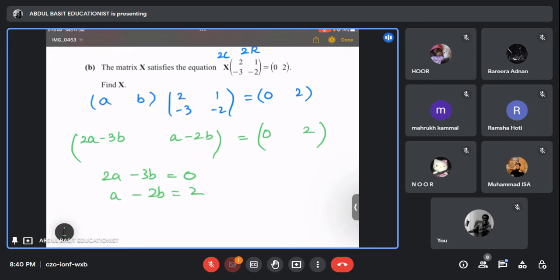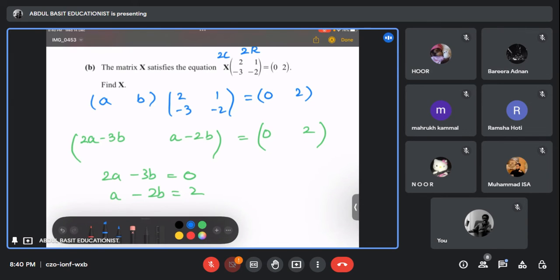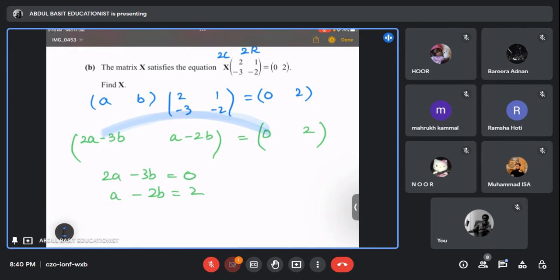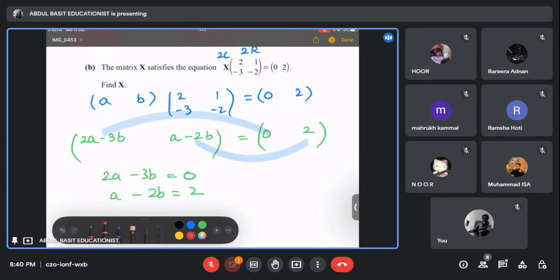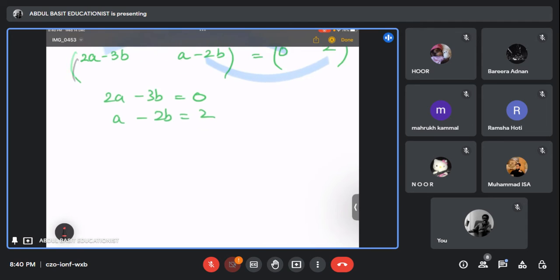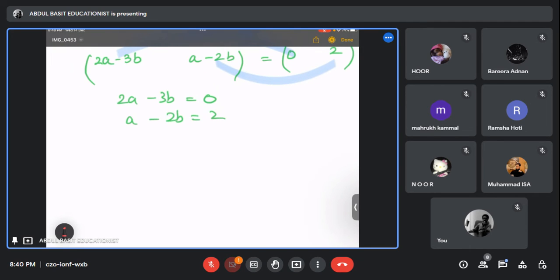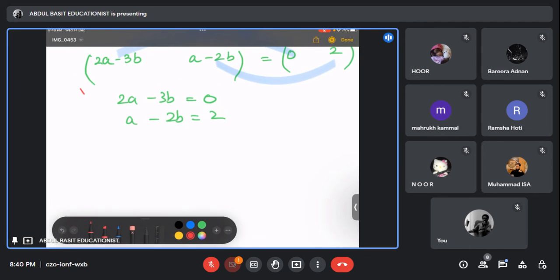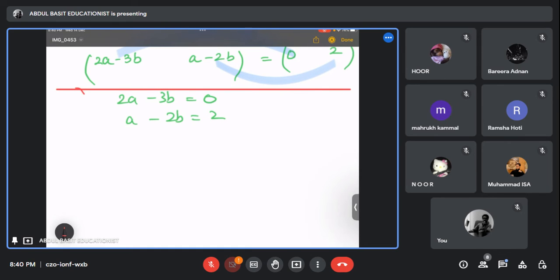We can see that beta, a simultaneous equation has been formed, that this is equals to this and this is equals to this. Agree? Now, how to solve the simultaneous equation? You can see that we have to eliminate one of the variables. So, how to eliminate the variables? Please pay attention. Just close both of them in a bracket.